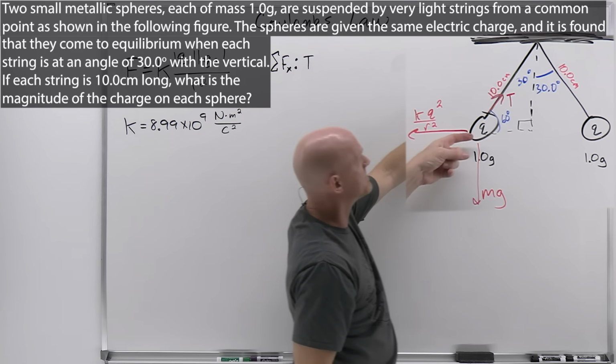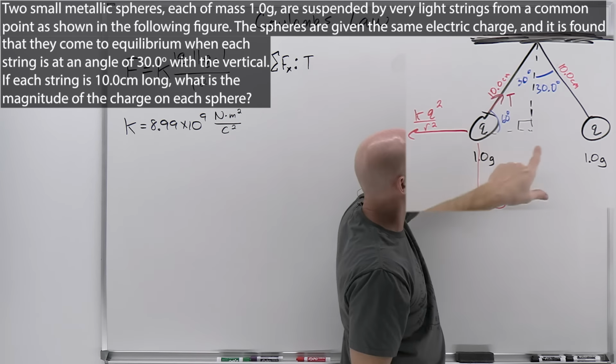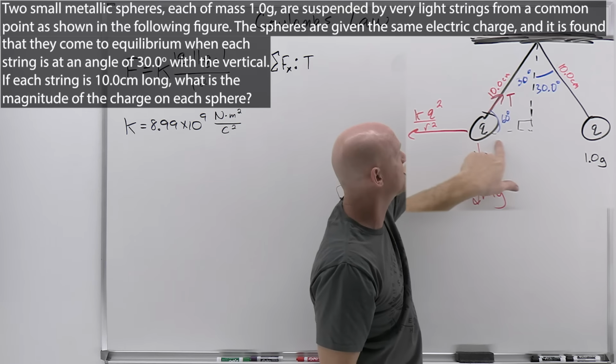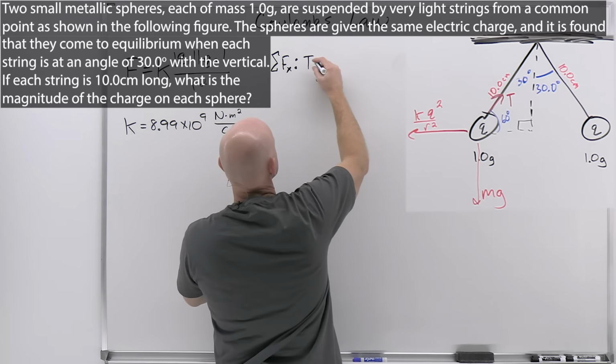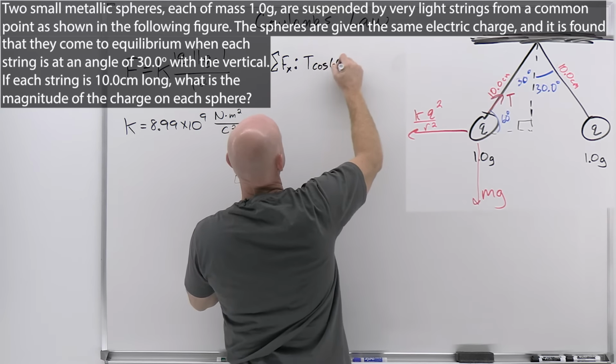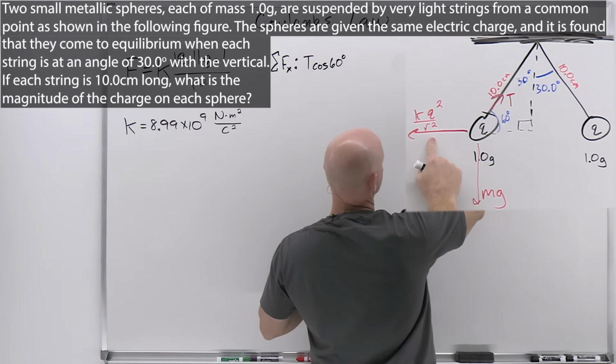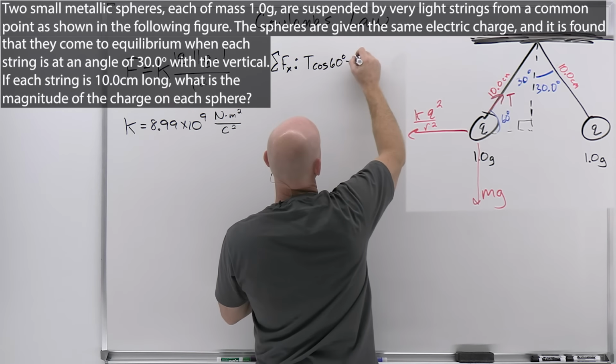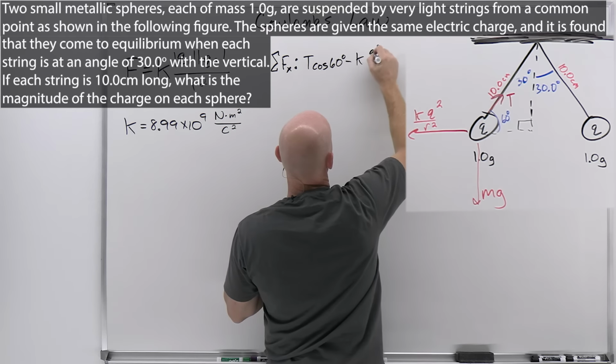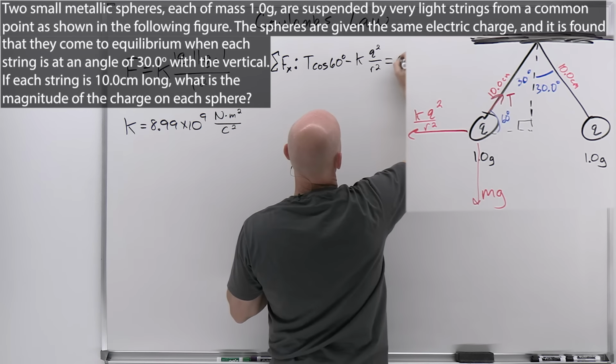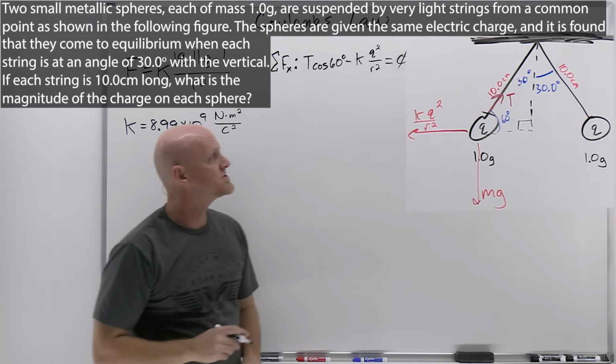And so in this case, the component of the tension that points in the positive x direction is T cosine, the adjacent side here, 60. So T cosine 60 degrees. And pointing the opposite direction, in the negative x direction, is the Coulombic, so minus K Q squared over R squared. And again, we're in equilibrium, so that adds up to 0.